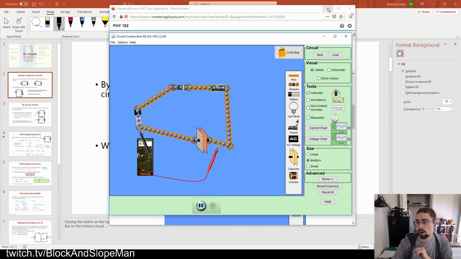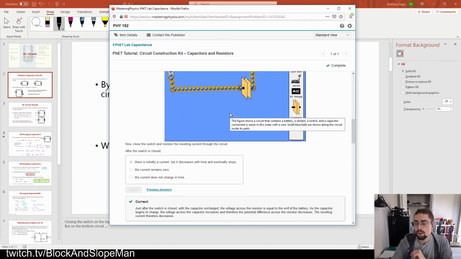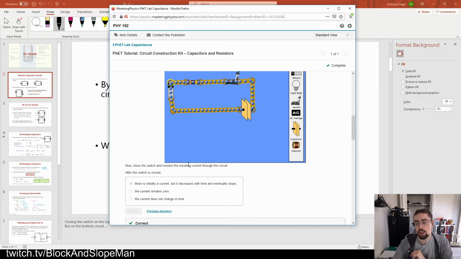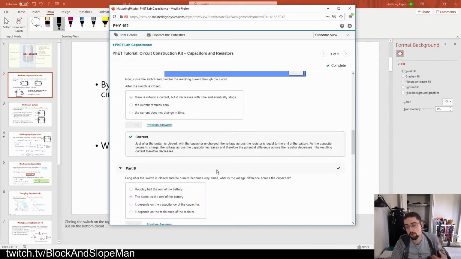So if we're looking at our first question here, and unfortunately it's going to keep saying that these things are answered for me. Here we are. So when we're asking about this, now close the switch and monitor the resulting current through the circuit. After the switch is closed, there is initially a current, but it decreases with time and eventually stops. Once we hit that same potential as the battery, no more charge can move. So the second part of this, long after the switch is closed and the current becomes very small, what is the voltage difference across the capacitor? It matches the battery. And that's the only answer that makes sense, because anything else would mean the charge is still moving.